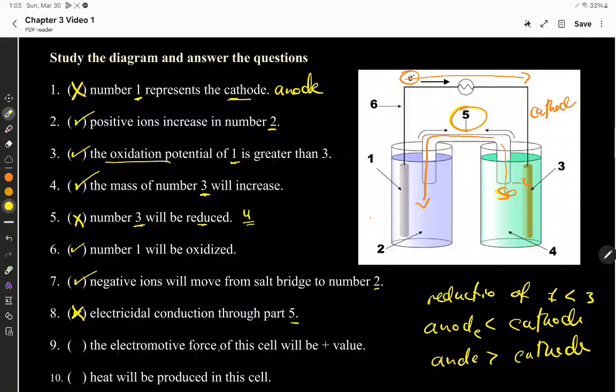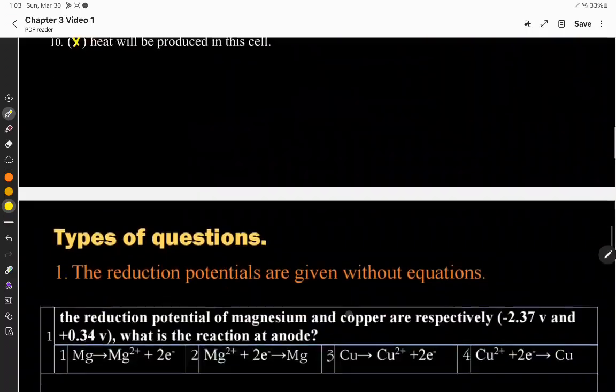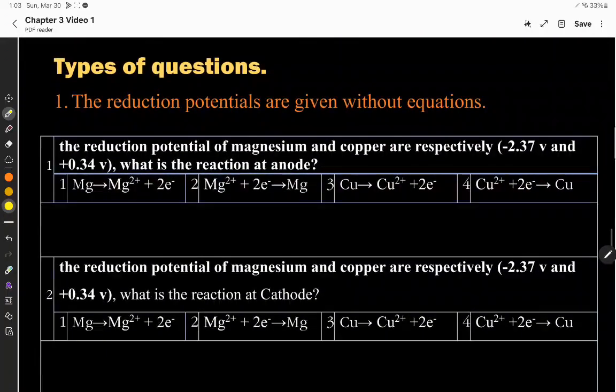The electromotive force of the cell will be positive. For sure, it will be positive because it is galvanic. It says heat will be produced in the cell. No, because they are in separated containers, so electricity is produced, not heat. Now let's see the types of questions about galvanic cells. What types of questions could they ask us?